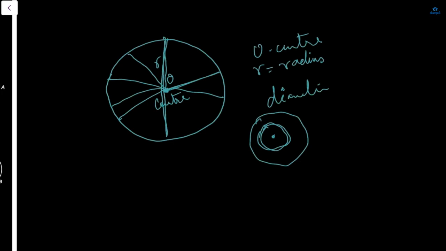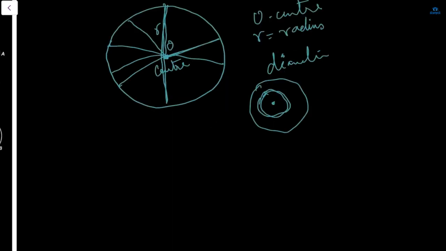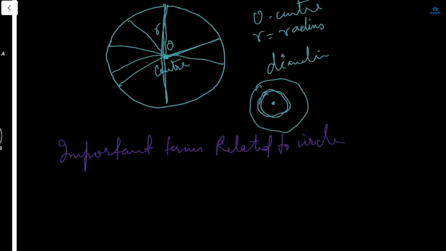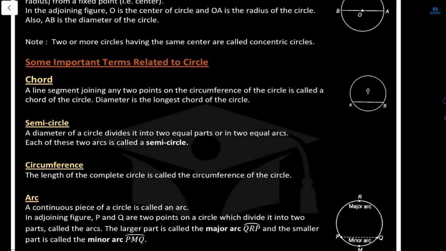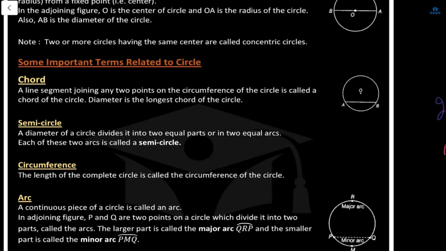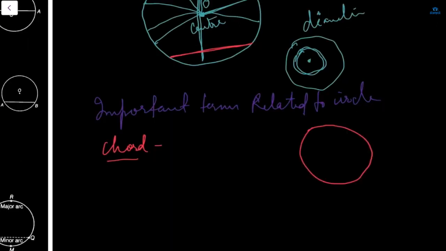Now some important terms related to circle. What are the different terms related to a circle? Chord. What is a chord? A chord is a line that joins two points on a circle. You can see here I've drawn a figure. AB is a chord. If you are drawing a circle with any two points, the longest chord is the diameter.